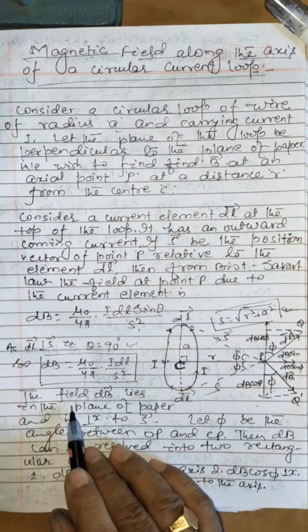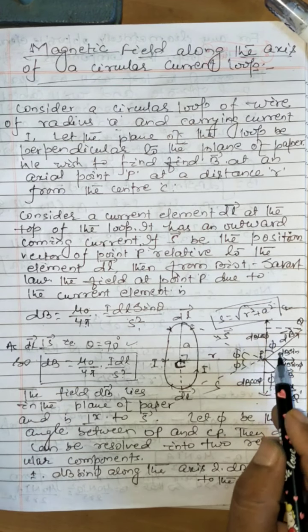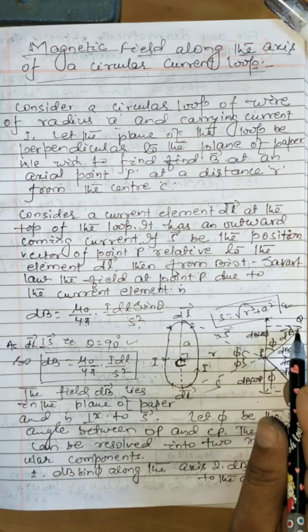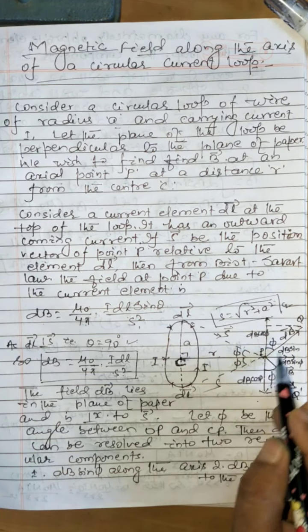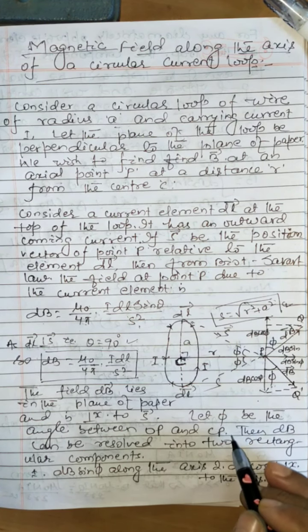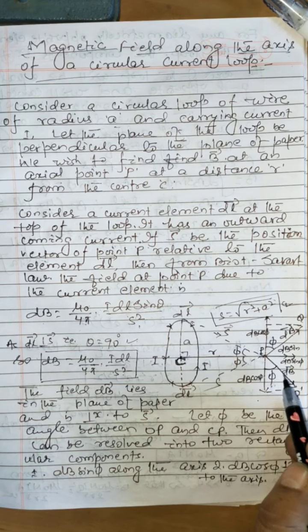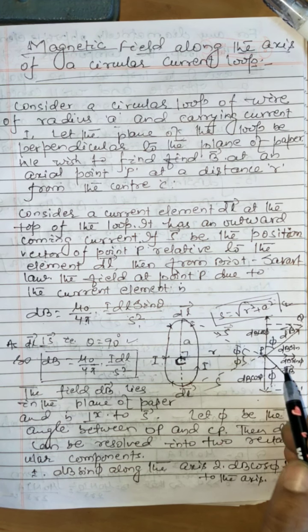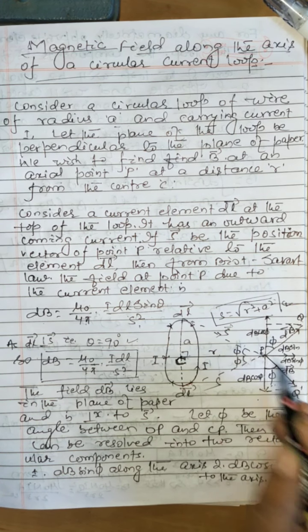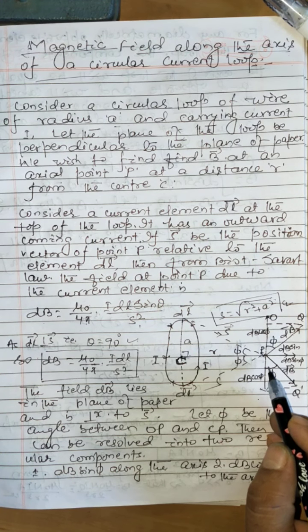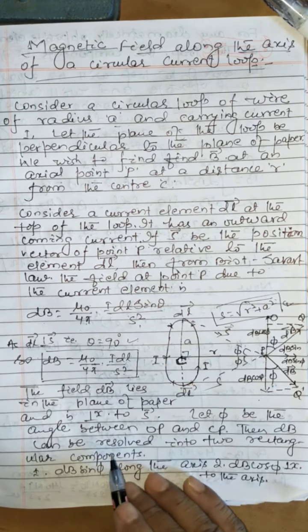So the field dB lies in the plane of the paper and perpendicular to s. So it is resolved into two components. Clear? Two components. Let phi be the angle between OP and CP. OP and CP. Here it is O. So please try to understand this.